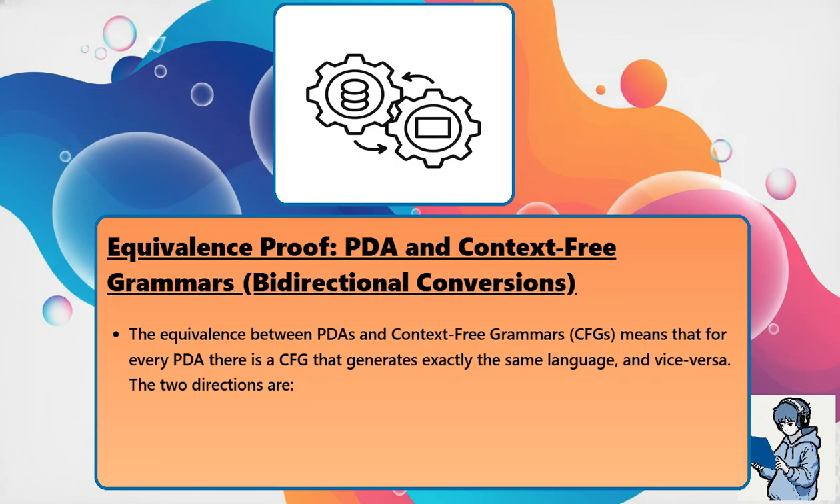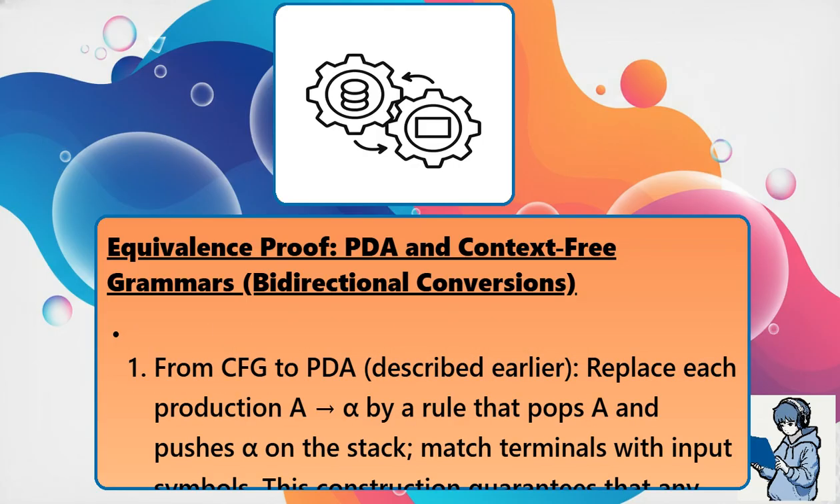The equivalence between PDAs and context-free grammars means that for every PDA there is a CFG that generates exactly the same language and vice versa. The two directions are: 1, from CFG to PDA, described earlier.